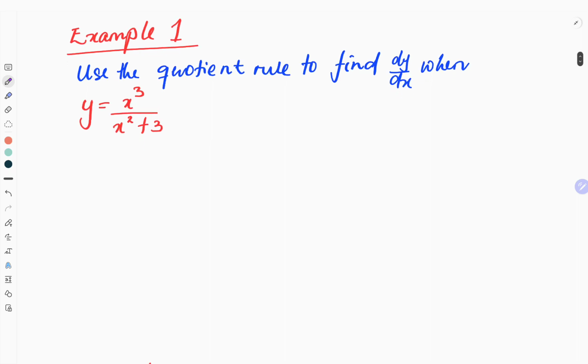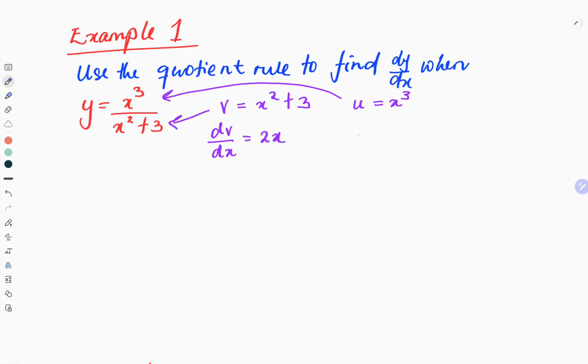In example 1, we are asked to use the quotient rule to find the derivative when y is equal to x cubed over x squared plus 3. Remember, this is a quotient. First, we let v be equal to x squared plus 3, and u be equal to x cubed. Remember, v is always the denominator, and u is the numerator. Then you derive the v function, dv dx, which is equal to 2x, and the derivative of u, du dx, which is equal to 3x squared.